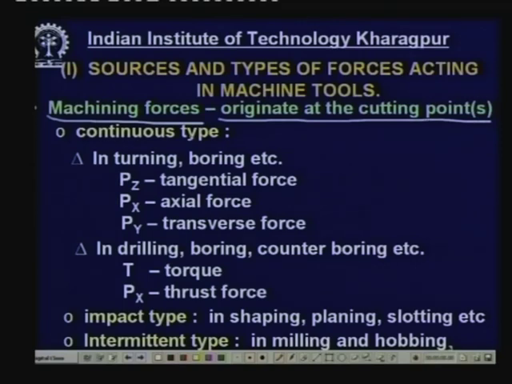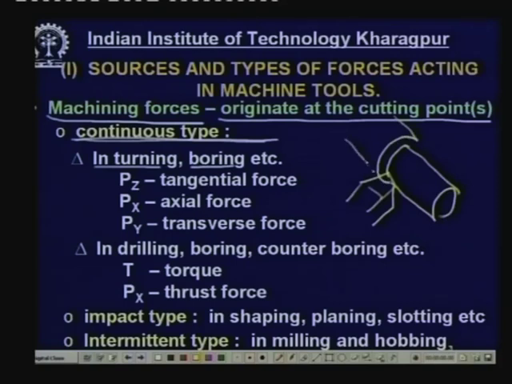And these forces can be of continuous type. That is, in continuous type machining like turning, boring, drilling, this force will be continuous without any fluctuation. So, in turning, drilling, boring, let me show you. Suppose this is the tool, and this is the job. Now, the forces on the tool will develop in the direction of the velocity vector, that is, the tangential. So, this is called Pz, this is tangential.